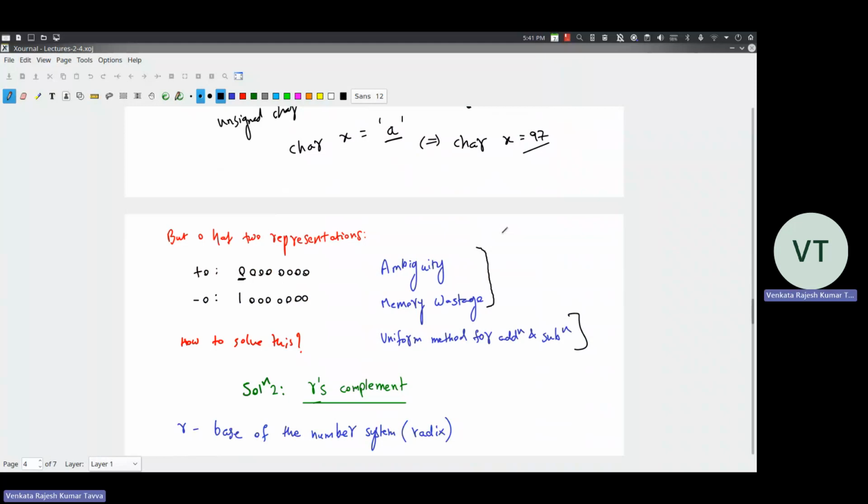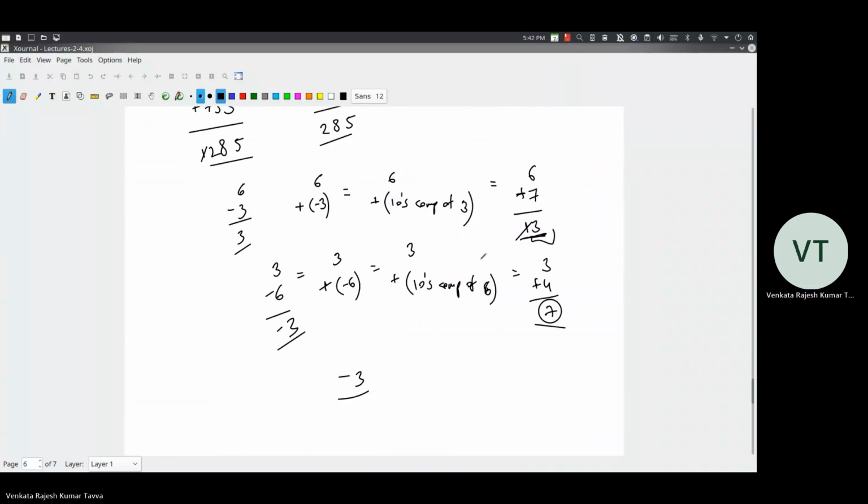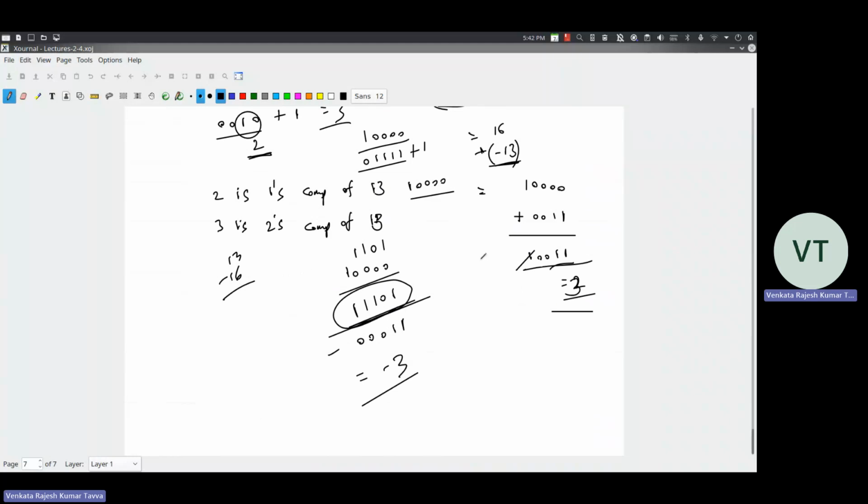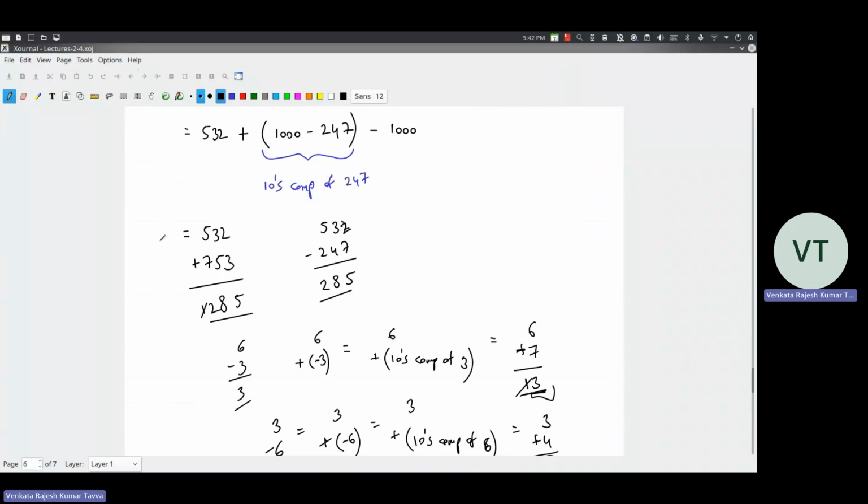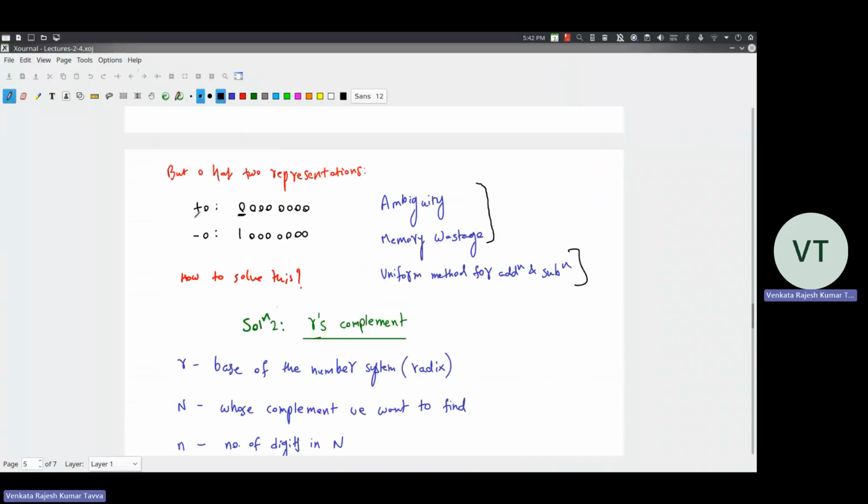So we discussed tens complement, nines complement, but specifically we are interested in twos complement and ones complement. There are three problems which I mentioned. One is ambiguity, because for plus 0 there is one representation and for minus 0 there is another. But both are the same, plus 0 and minus 0. You don't need two representations, so you are wasting space, and then there is ambiguity. If I enter 0, what representation should the system choose? Plus 0 or minus 0?